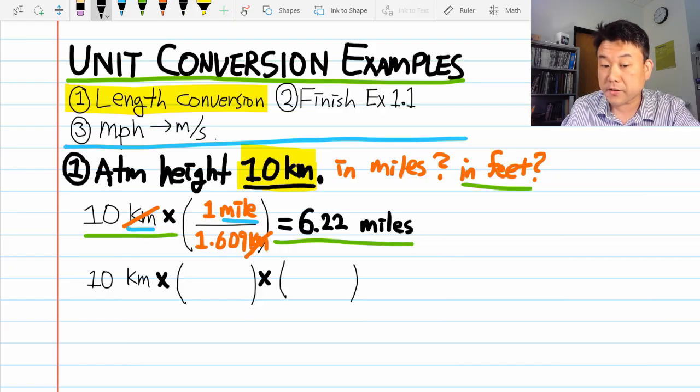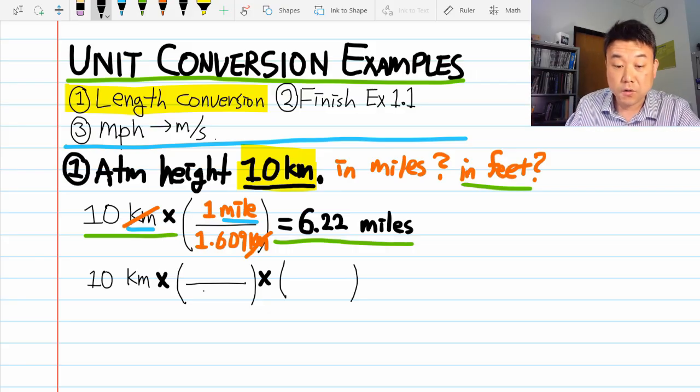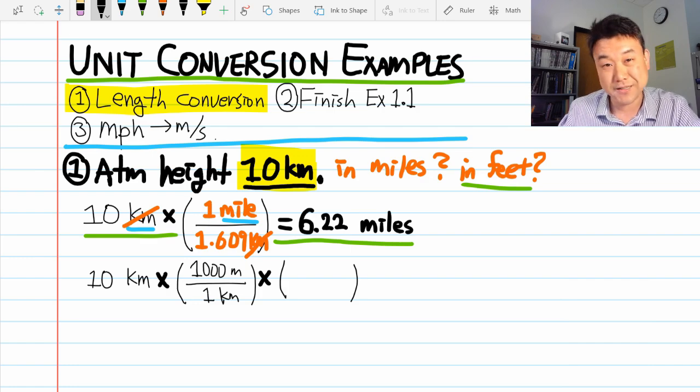The first factor is easy. I need to convert kilometers to meters. And this is really why we use SI units in sciences. It's really easy to convert from a larger length to a shorter length. Kilo means 1,000. So 1 kilometer is 1,000 meters. I don't have to look up anything to know that. Once you have the prefixes memorized, then you have this memorized.